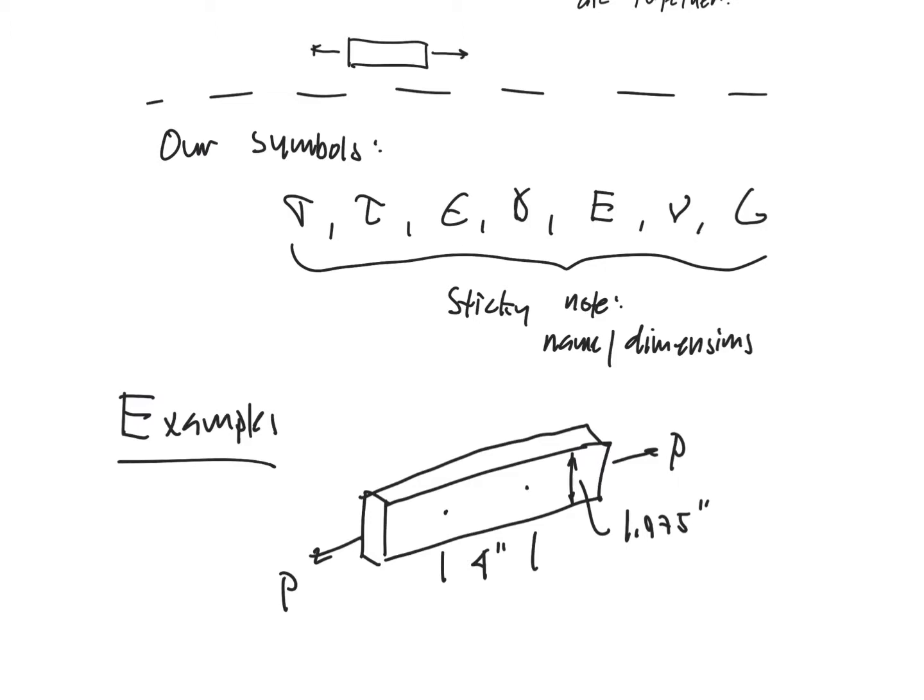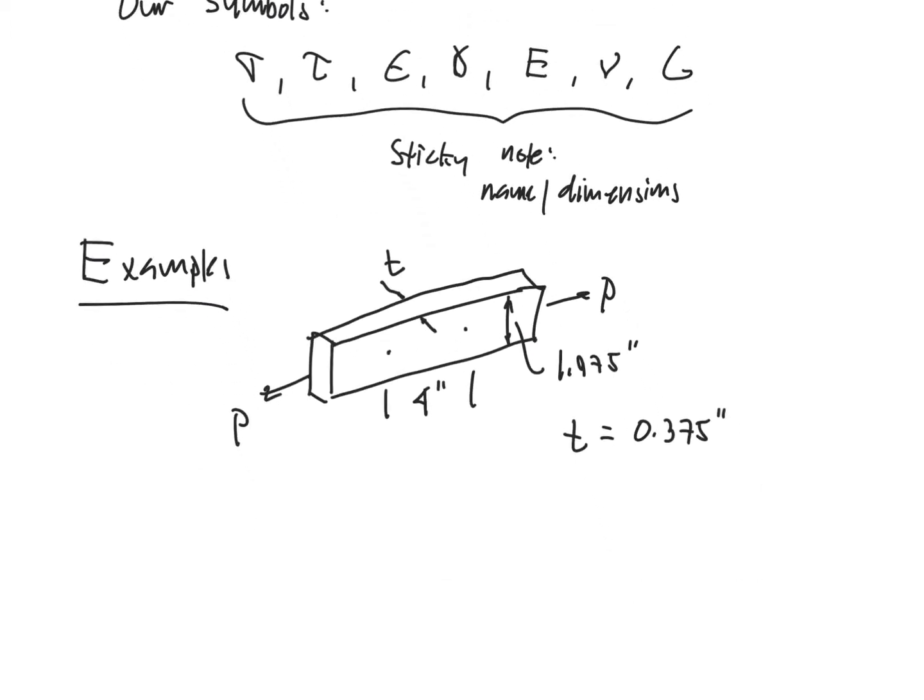And then the length this way is 1.975 inches, like so. And the thickness, that's in this direction, that is T. T is equal to 0.375 inches. And then finally, we're applying a load of 6,000 pounds. All right, and what happens is there is a change in the length. So the delta in the 4-inch length, we observe this in the lab, it gets bigger by 0.023 inches. So it gets bigger, as we might guess.